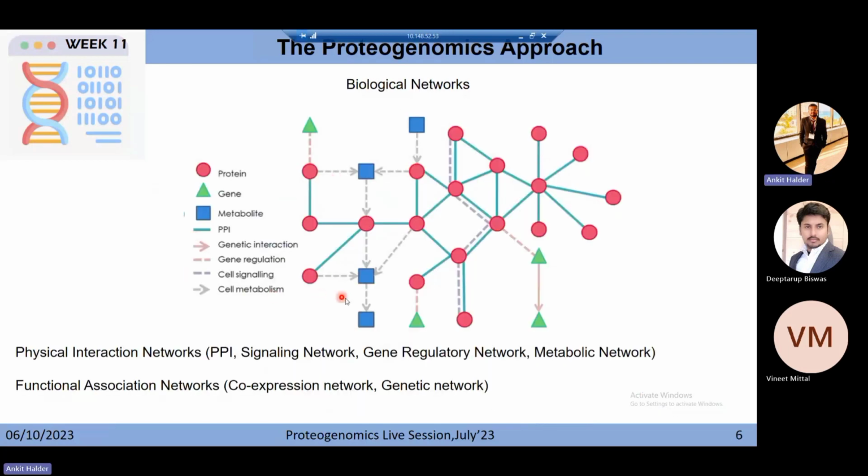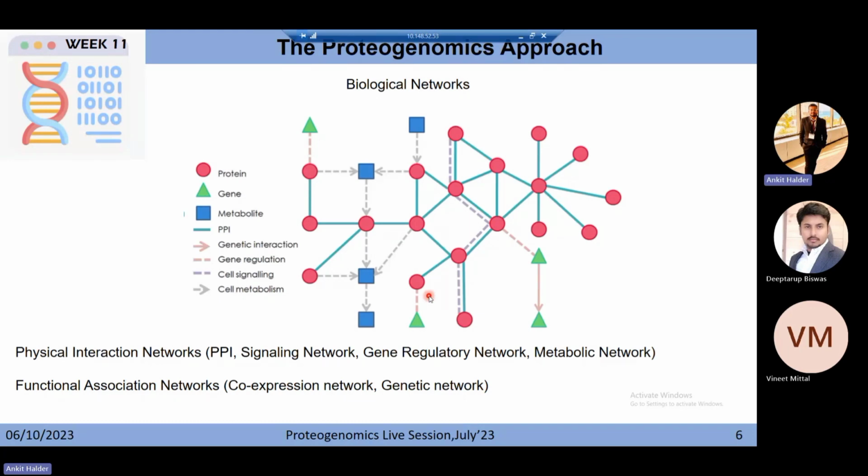This is actually a simpler representation of what is there. In biology we know that we have a protein, a gene, a metabolite. So we will have PPI, that is protein-protein interaction, which plays a huge role. Second is the genetic interaction, DNA-protein interactions, gene regulation, cell signaling, and cell metabolism. So a biological network consists of all these parts, which are represented in the form of graphs.